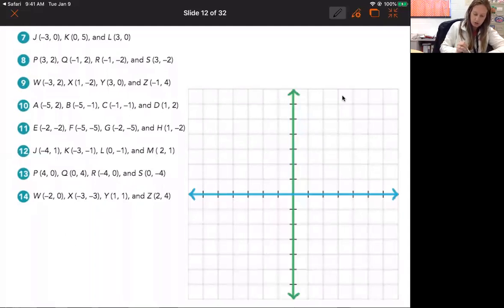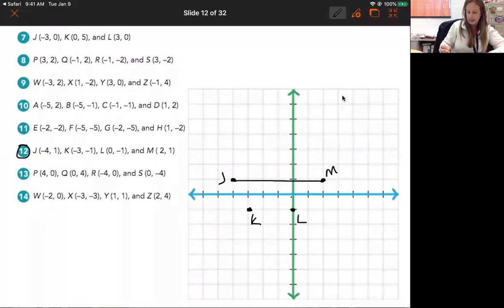Let's do one of our quadrilaterals here. And I know it's going to be a quadrilateral because they all have 4 points from here on out. So I don't know, let's just pick 12. So J is at (-4, 1), so backwards 4, up 1. There's J. K is (-3, -1), so backwards 3, down 1. There's K. L is (0, -1). There's L. M is (2, 1), so forward 2, up 1.